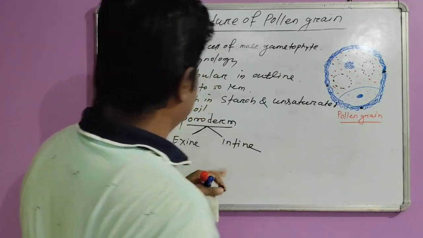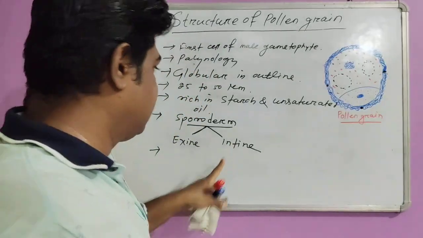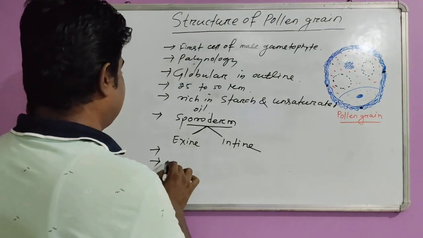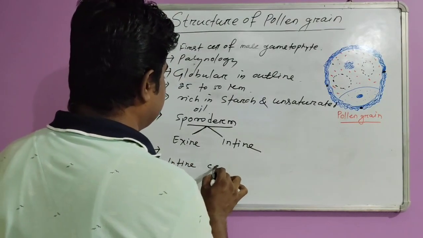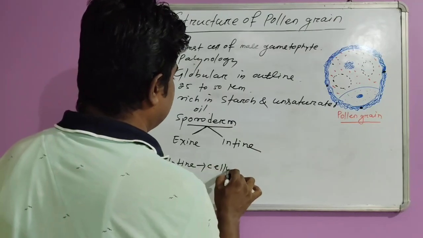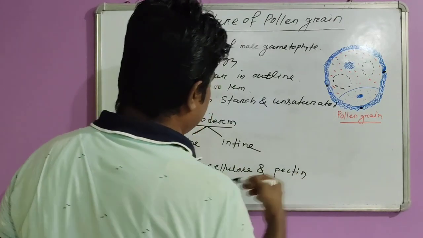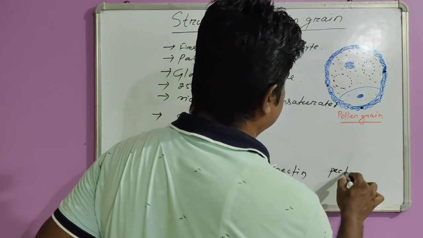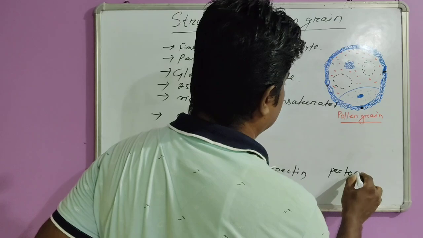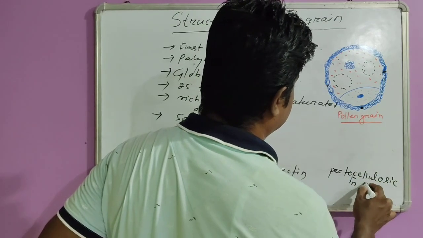Now we will see the composition of intine. The intine is made up of cellulose and pectin. So it is pectocellulosic in nature.